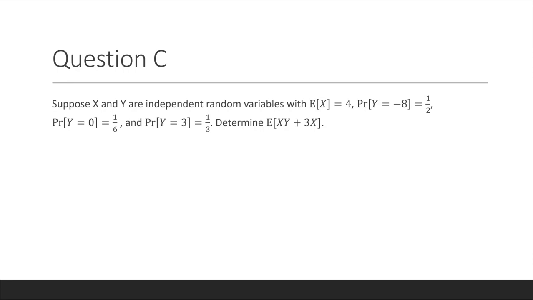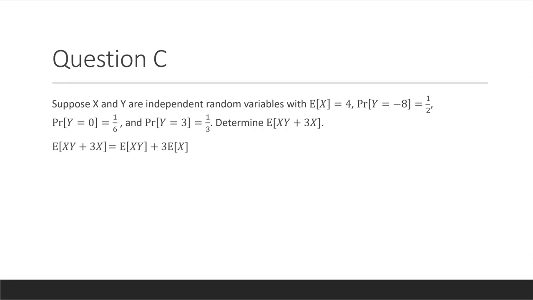And before starting, note that I've given you the entire PDF of y, and that's because if I look at what the probabilities are, we have 1/2 plus 1/6 plus 1/3, and those add up exactly to 1. So I'm not missing any values. All right, let's start the problem.